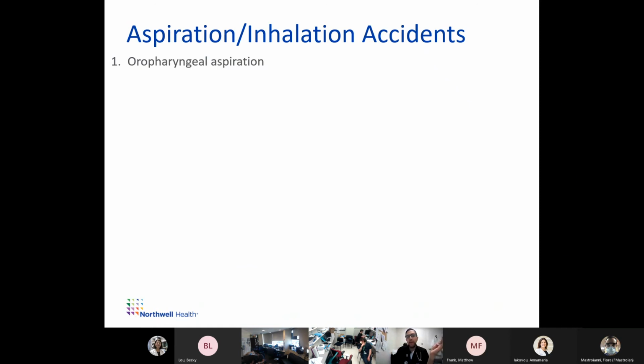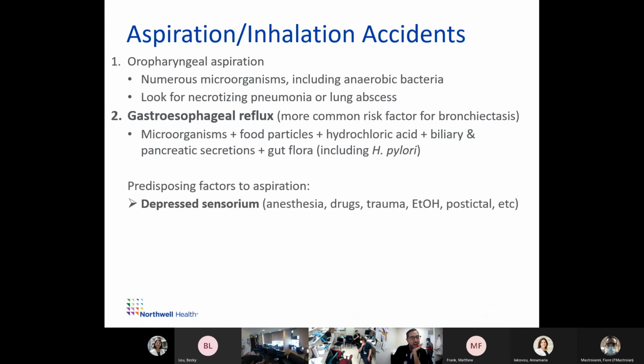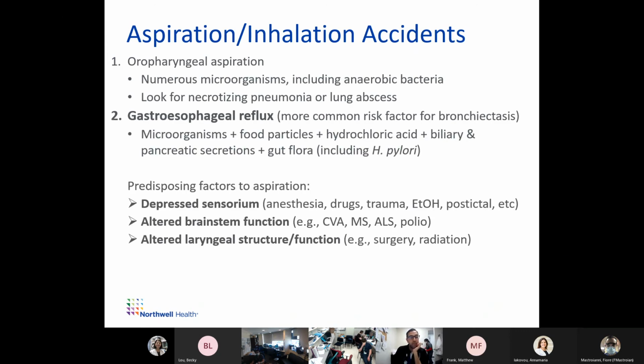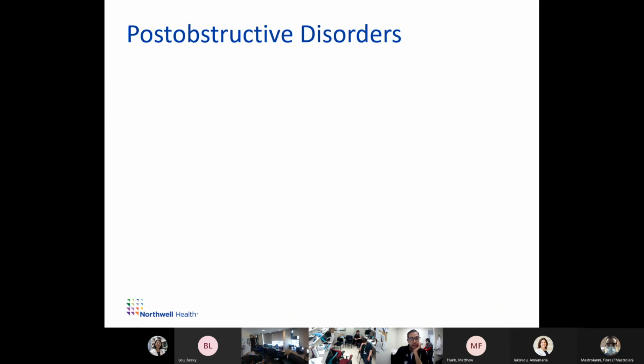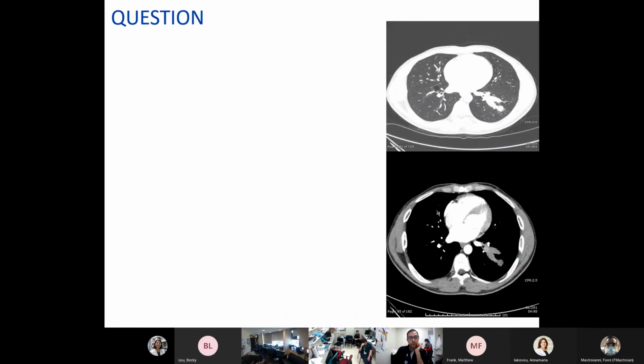This excessive airway collapse and distortion of the cartilage and inflammation results in recurrent infections and the bronchiectasis. Lastly, the last associated condition is oropharyngeal aspiration or GERD. It's very important in these patients with bronchiectasis to look for associated gastroesophageal reflux. Sometimes these patients will need pH manometry. Sometimes these patients, especially if they have hiatal hernias, surgery may be therapeutic and may help improve their bronchiectasis symptoms over time. Lastly, post-obstructives, this is foreign bodies, tumors, and extrinsic compression.